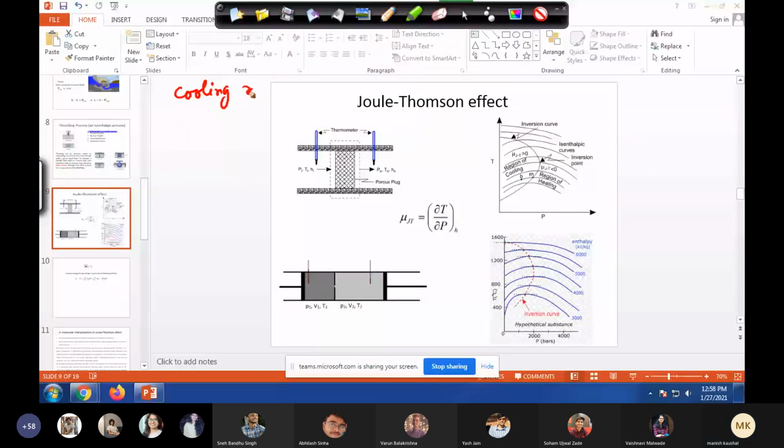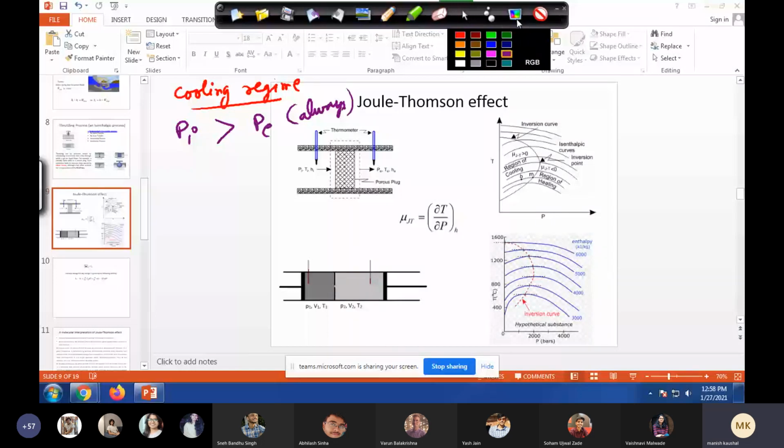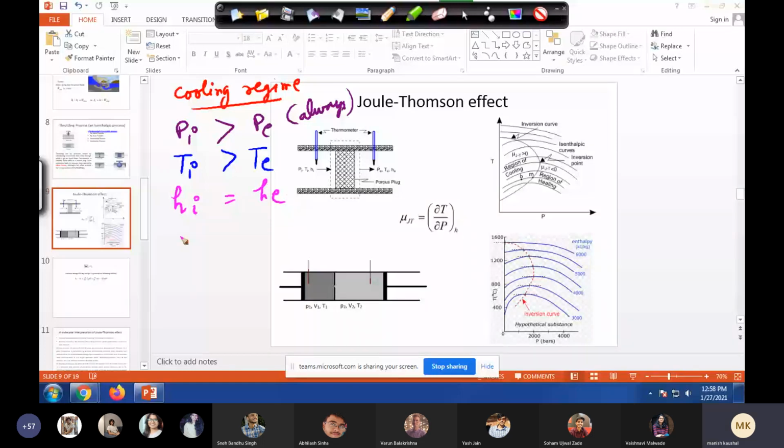So what we are saying, Pi is, let me write this way, Pi is greater than P, no doubt, always. Then we said in cooling regime what happens? Ti is greater than T. It's an isenthalpic process, so we are saying Hi is He. We certainly know from here that Ui is greater than Ue.